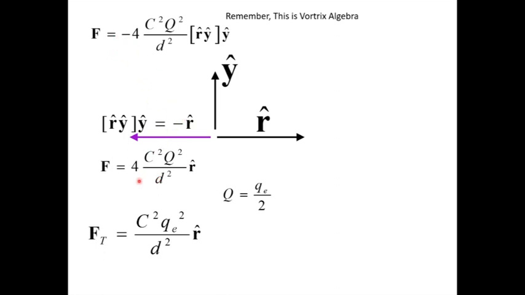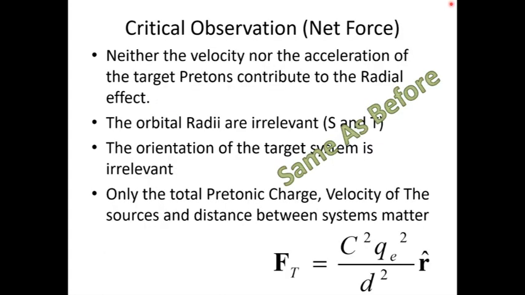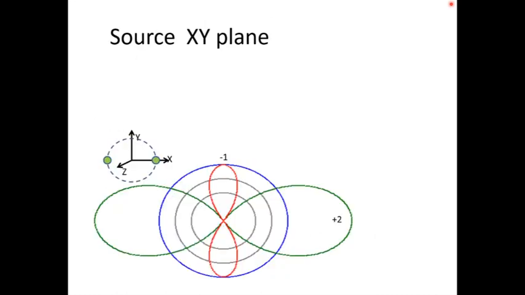And again, we're going to do what we did before, is we're going to replace our pretons with their equivalent of electric charge. So they're 1/2 the unit charge of the electron each. We pump those in, and voila. We're back to Coulomb's model again, exactly. And so we have the exact same observations that we made before. The thing that really matters is the orientation of the source system.